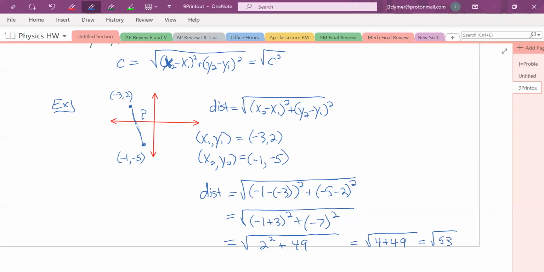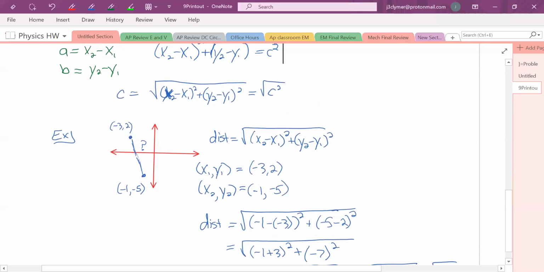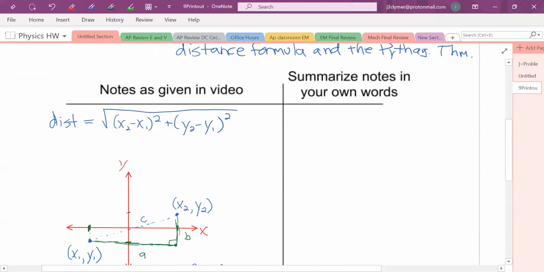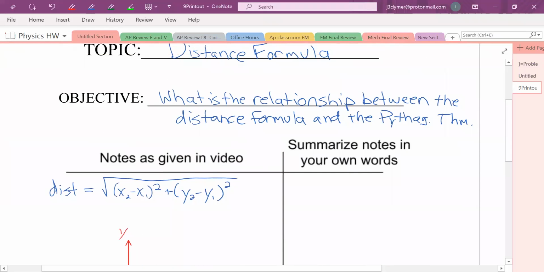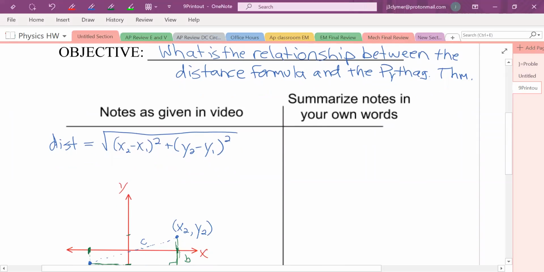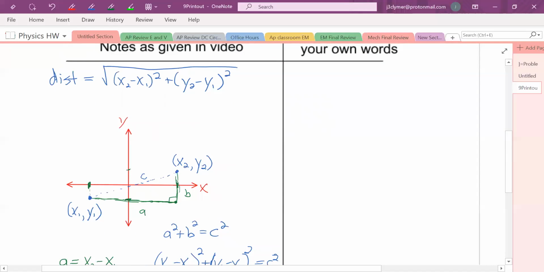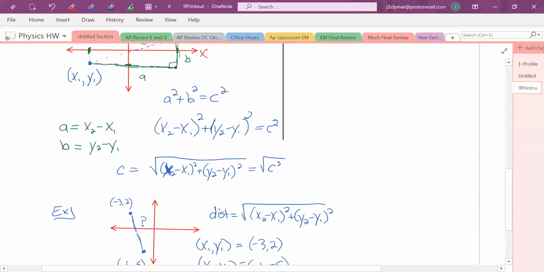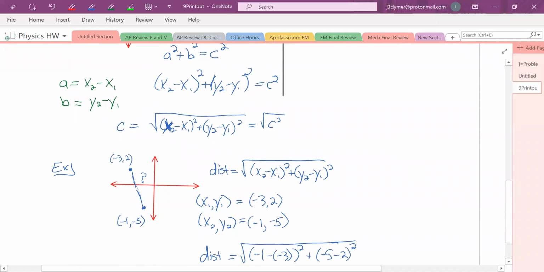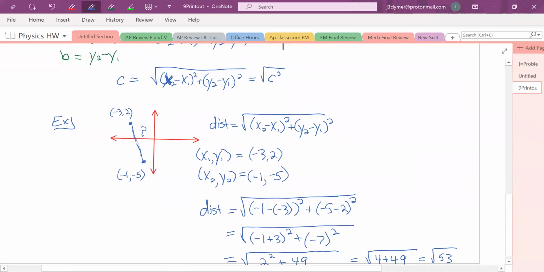All right, so that is an example of the Pythagorean theorem and how it's related to the distance formula. So hopefully you can see now the relationship between the distance formula and the Pythagorean theorem. The distance formula is basically the Pythagorean theorem, but we don't have to go back and do the Pythagorean theorem. We have a formula now anytime we want to find the distance between 2 points.